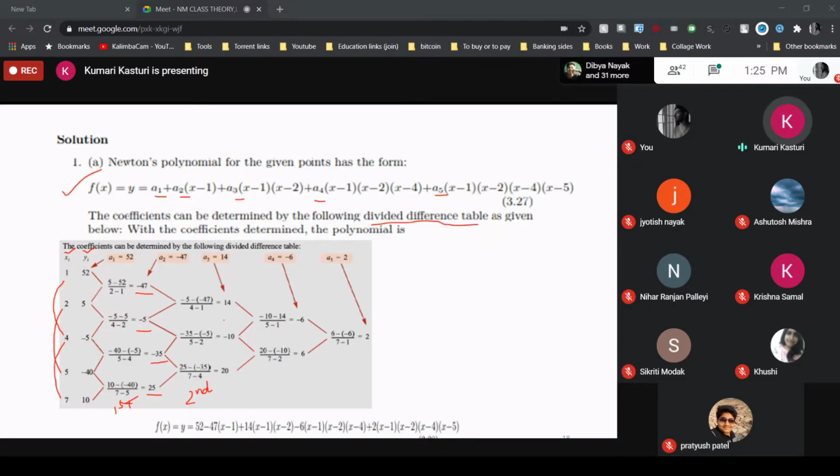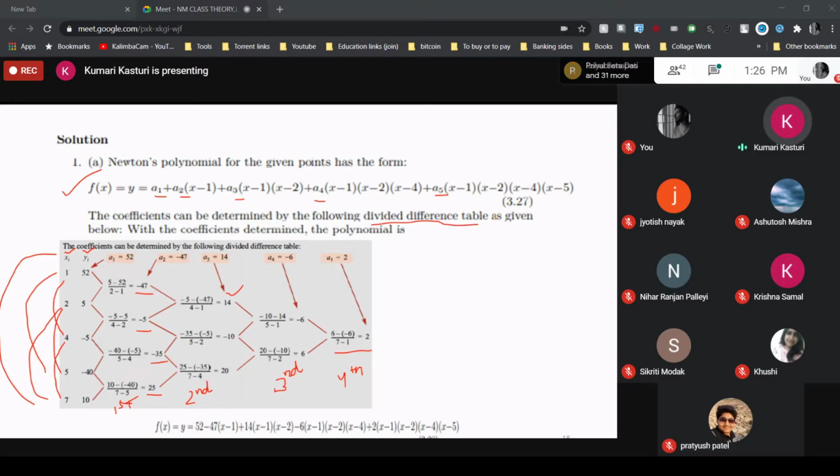I think you have remembered all that. At that time you were telling me that it is okay. How we are finding out, right? Same way, come to the next column. It is the third divided difference. How to find that one? This is (minus 10 minus 14) divided by (5 minus 1). Then (20 minus 10) divided by (7 minus 2). Then the last one will be calculated using these two, that is your fourth divided difference: (6 minus minus 6) divided by (7 minus 1). That means the last one.